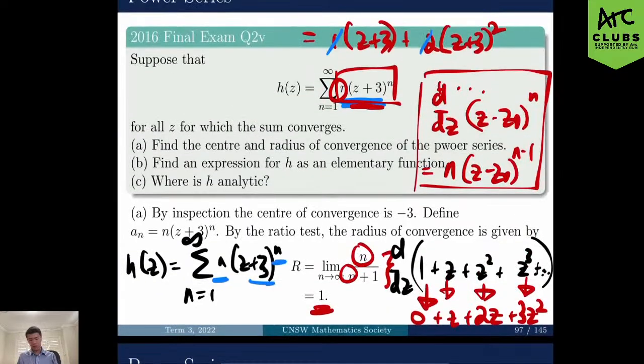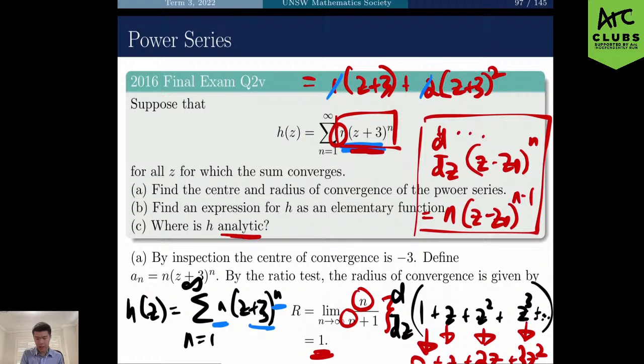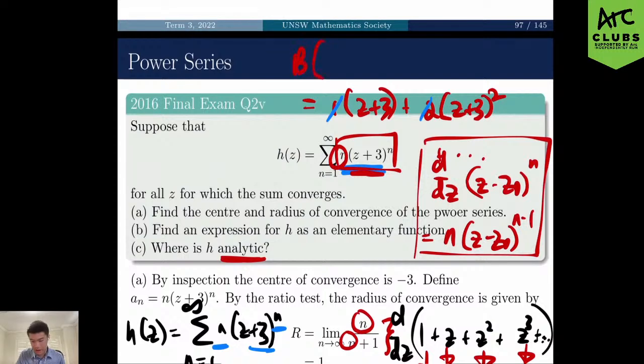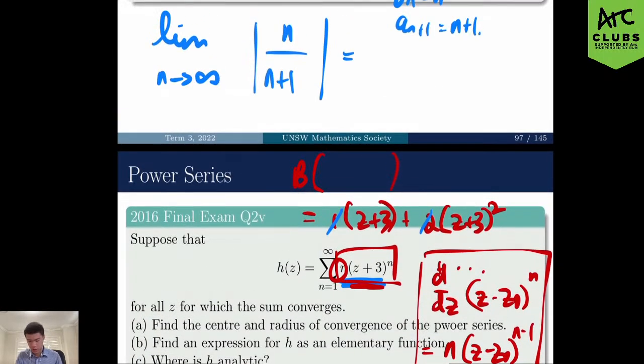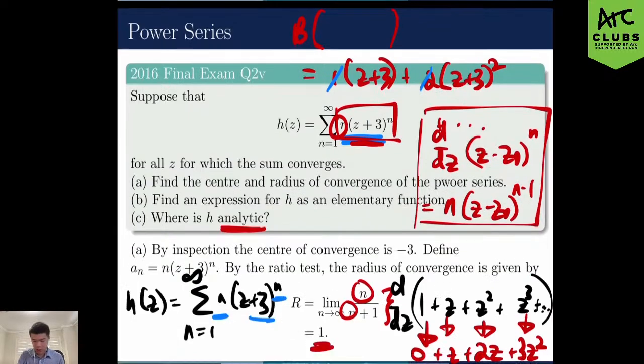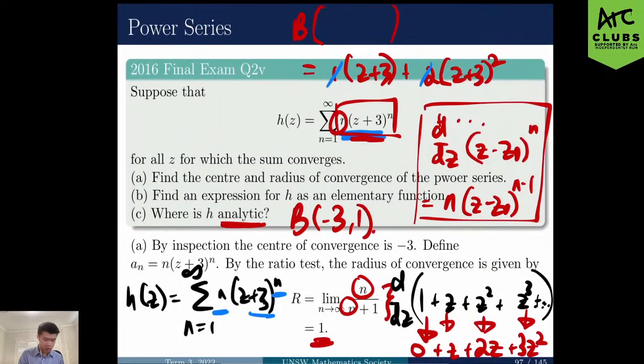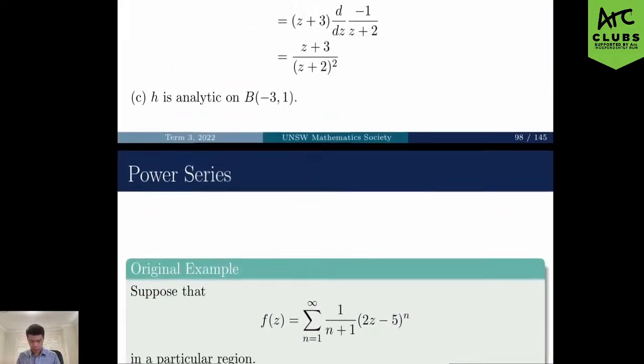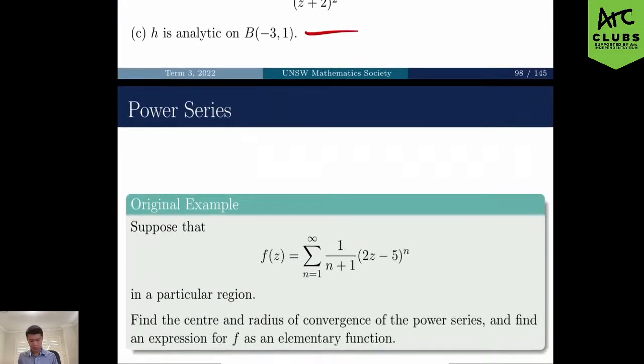Part C is pretty similar to the rest of it, asking where f is analytic. So that's just asking where it's differentiable. And so what we know about this is that it's going to be differentiable on that ball, and the ball is going to be the ball around the center. Because we know that when we have a radius of convergence around a point like minus 3, and the radius of convergence in this case is 1, all that means is that the ball around minus 3 with a radius of 1 is defined there. And so we can actually just write it as equal to B(minus 3, 1). Cool. And that's our answer to part C.